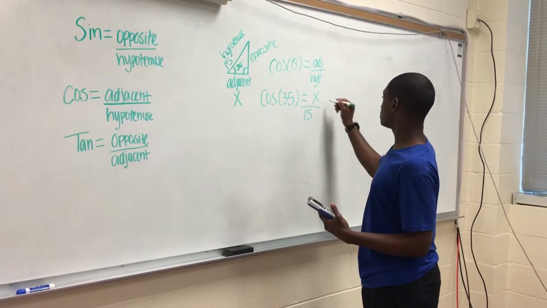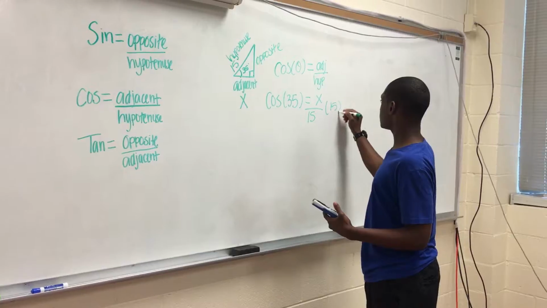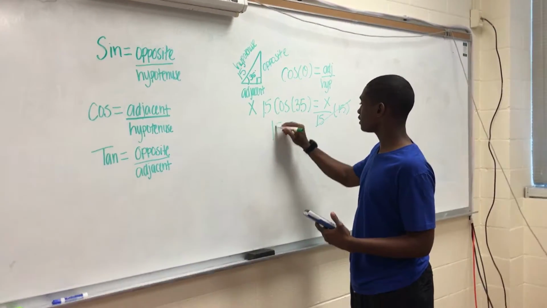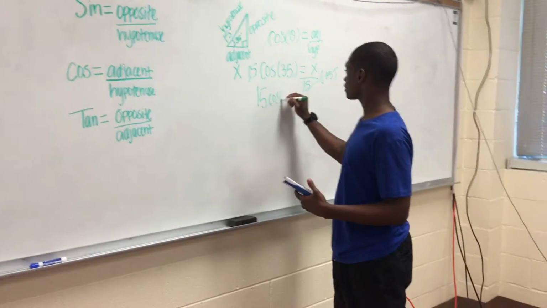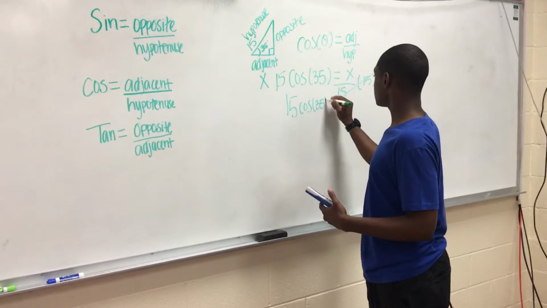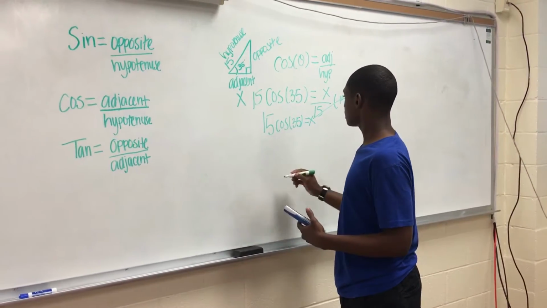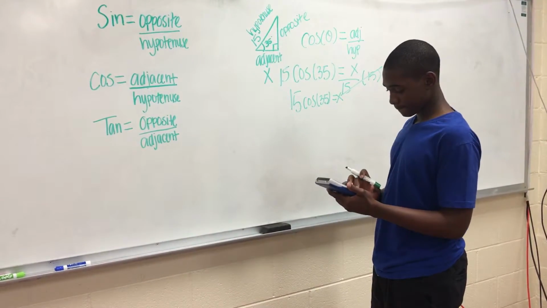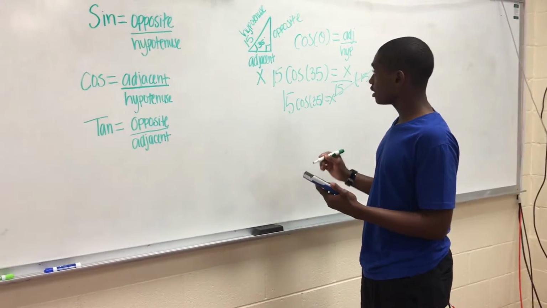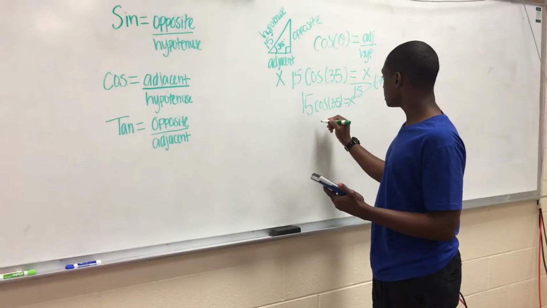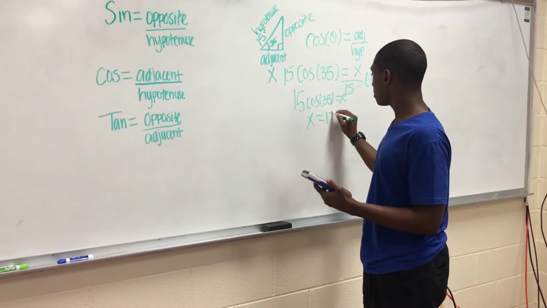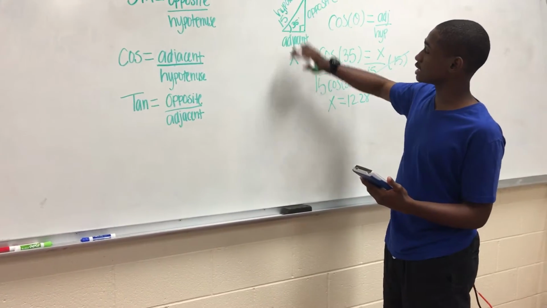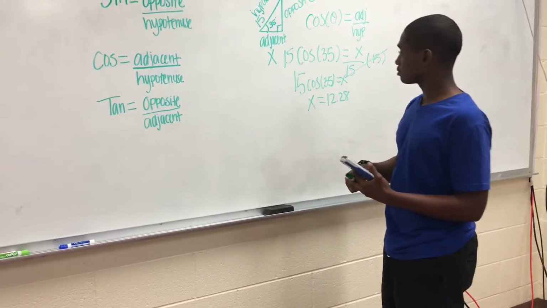For this one, we're going to multiply by 15 on both sides. That's going to cancel. We're going to put 15 here. We have 15 times the cosine of 35 is equal to x. And then we'll just type that in the calculator. Hit enter. And you'll see that the adjacent is equal to 12.28, which will be correct because this is less than the largest side of our triangle.